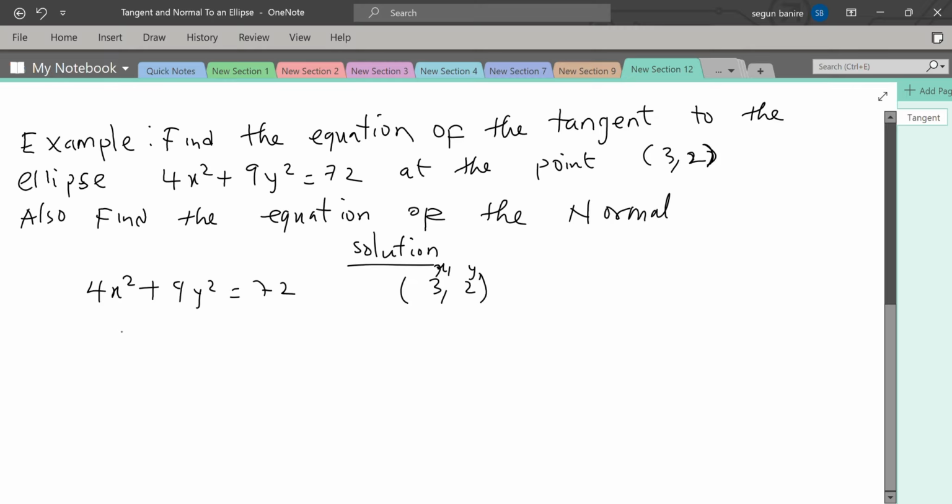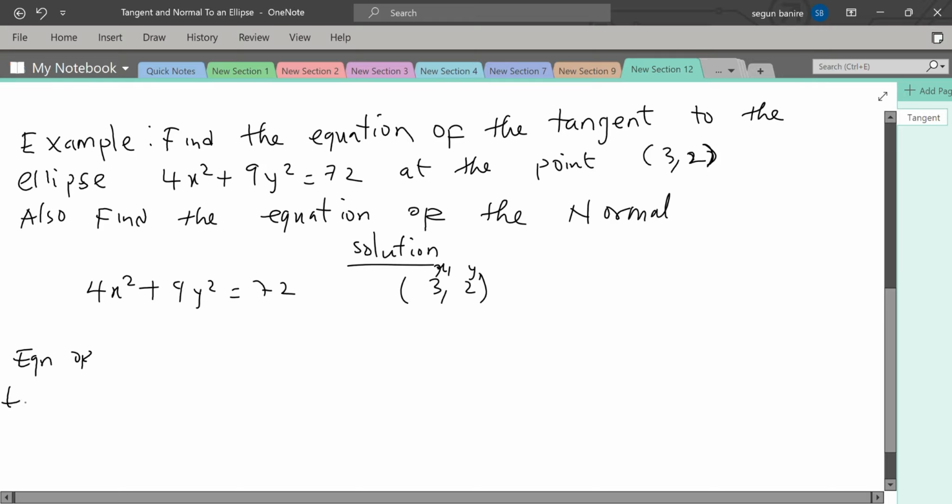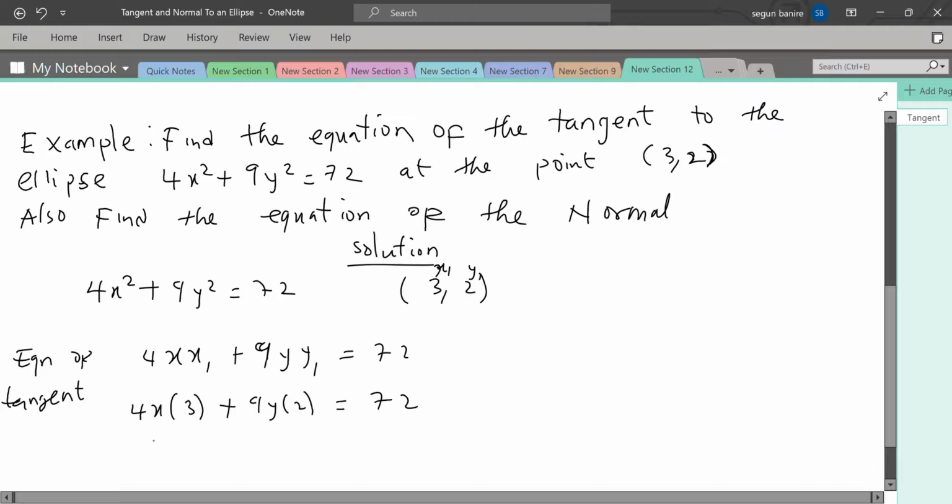Okay, so the formula I told us to find the equation of tangents is that anywhere you see x, just change it to xx1, anywhere you see y, change to yy1, and this is equal to 72. So now your x1 is 3, your y1 is 2, equal to 72. So this will give you 4 times 3 is 12x, 9 times 2 is 18y is equal to 72.